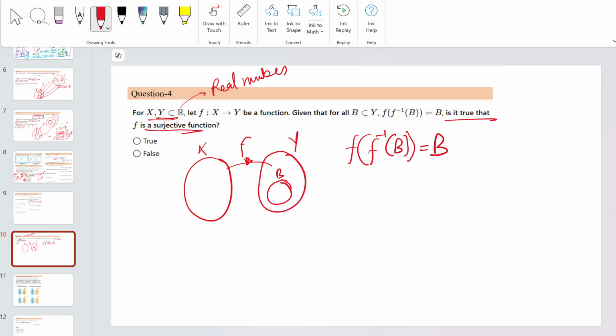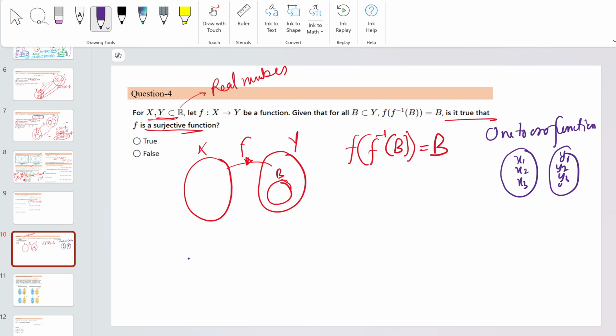So let's remember what we have learned previously, that is, what a one to one function is. One to one function is such that suppose x1, x2, x3 are there, so there will be single images y1, y2, y3, y4 of each. Each element in X has one single image. But it is a possibility that one element in Y cannot have any pre-image in X.